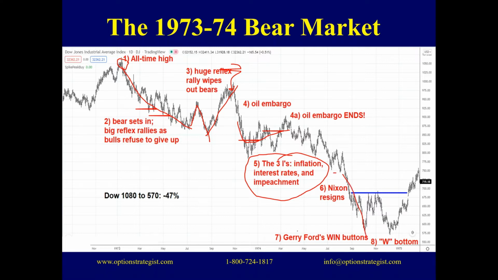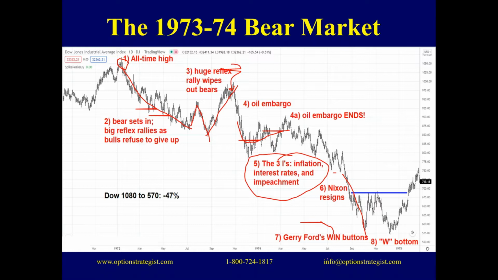And if you're old enough to remember, Jerry Ford had "Whip Inflation Now," WIN. He issued these buttons and he made a speech to Congress. Lo and behold, the market bottomed on that. Inflation didn't come under control for a number of years afterwards. So I don't know. This shows a year and a half bear market.